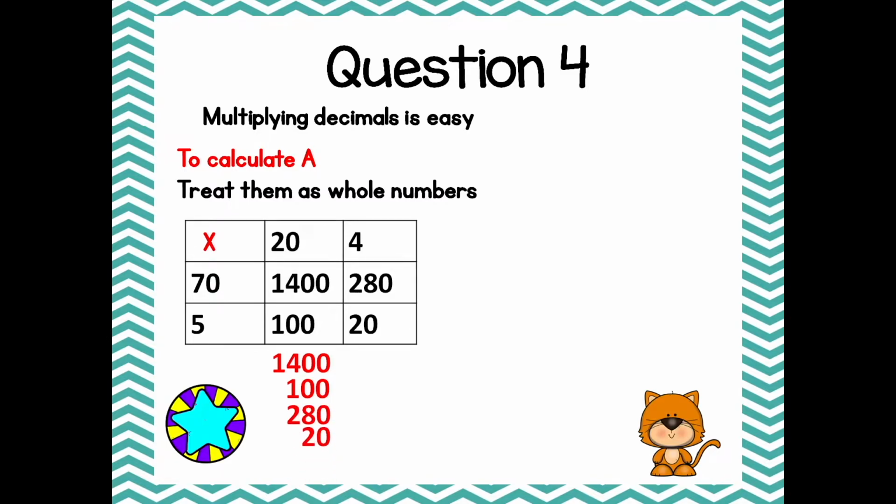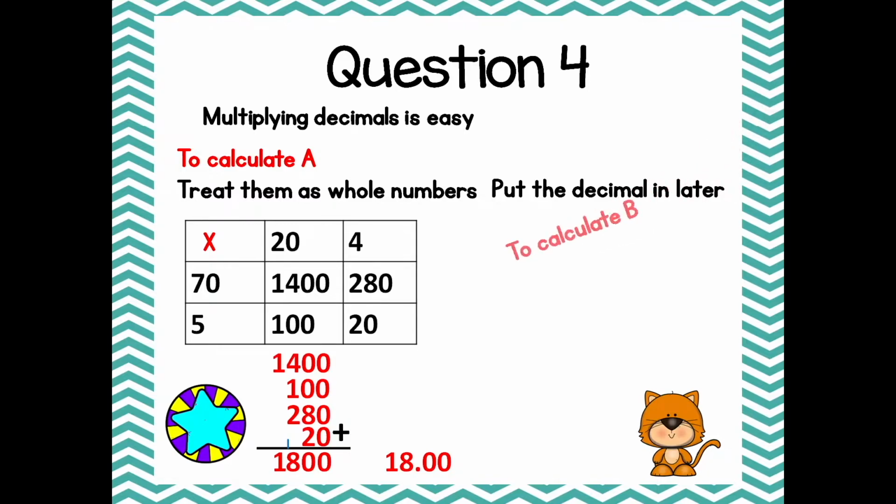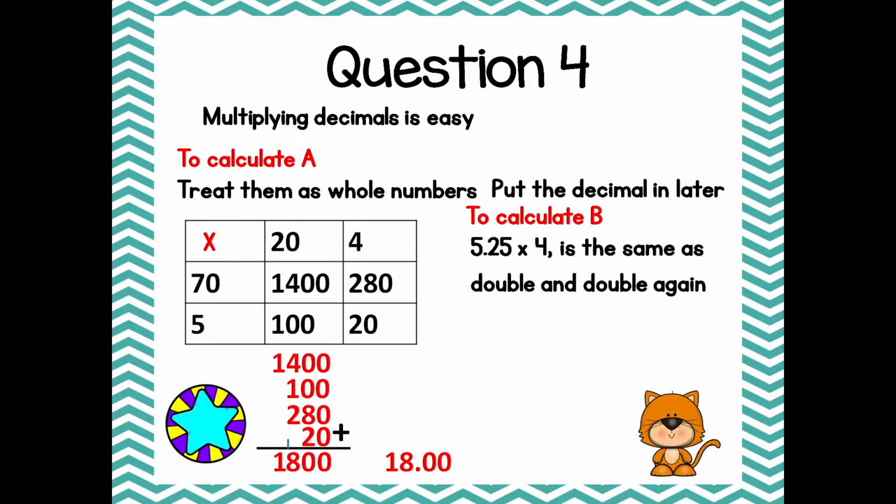We can partition them to be 20 and 4 and 70 and 5 and multiply them together. We then add the numbers together. The decimal can be added later. The decimal was 1 place from the right in both of our numbers, so it'll be 2 places from the right in the answer. To calculate b, we can multiply by 4 by doubling and doubling again.